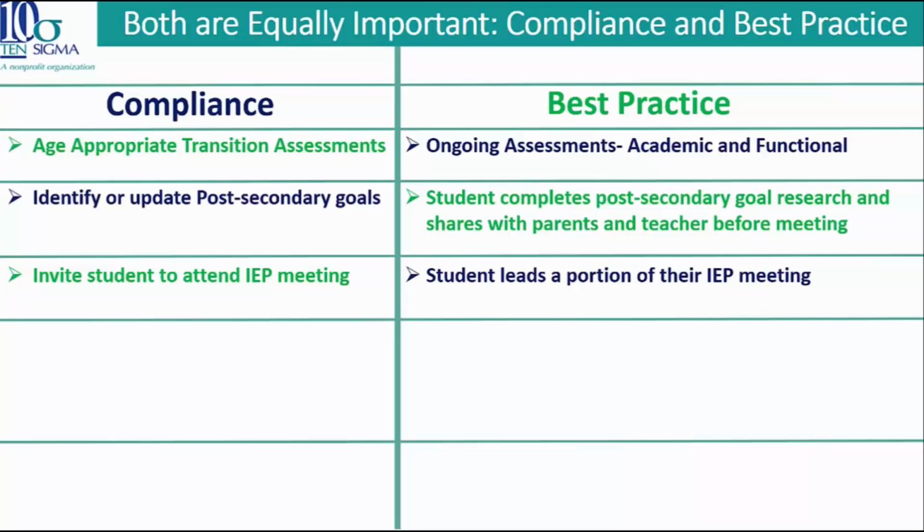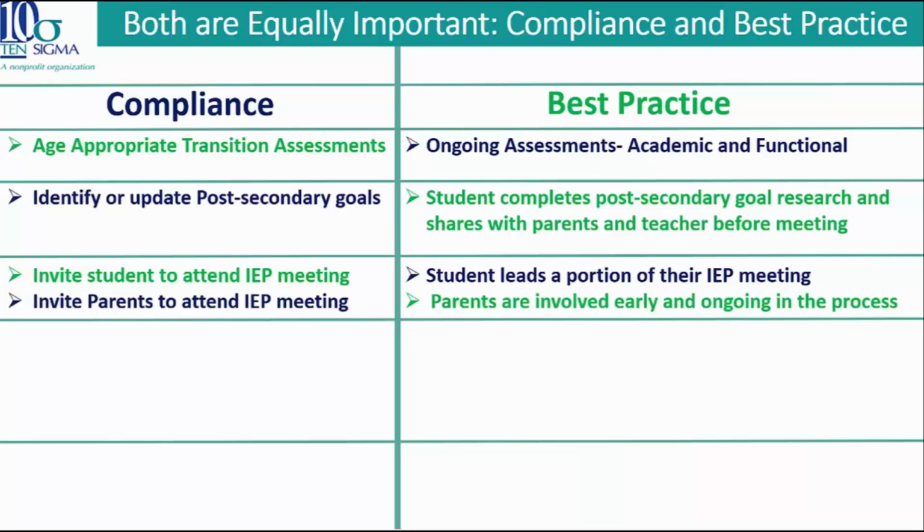The student comes to their IEP meeting and just sits there and listens, which, as we know, does not help the student make a successful transition to adult life, because other people are planning their life and they need to take as much ownership as possible for their transition to adult life to be successful. Another piece in this component is to invite parents to attend the IEP meeting. That's the compliance piece. But in order for the transition plan to incorporate best practice, parents should be involved early and ongoing in the transition process.